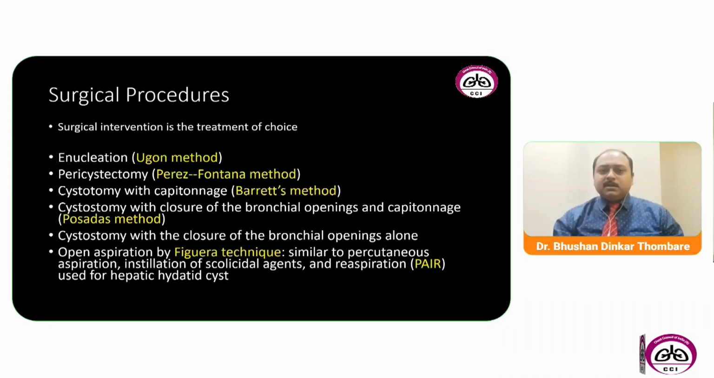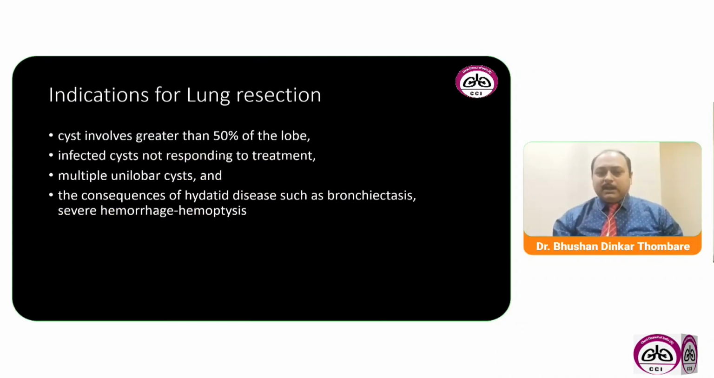What are the surgical procedures in the surgeon's armamentarium? A simple enucleation of the cyst, Ugon's method; pericystectomy, removing the covering of the cyst, Perez Fontana method. Sometimes we have to do the cystotomy with capitonnage, Barrett's method; cystostomy with closure of bronchial openings and capitonnage, Posadas' method; cystostomy with closure of bronchial openings alone. But a lot of times this leads to abscess formation. The open aspiration by Figueroa technique, just like we do PAIR in hepatic hydatid cyst. Sometimes you are required to resect the lung.